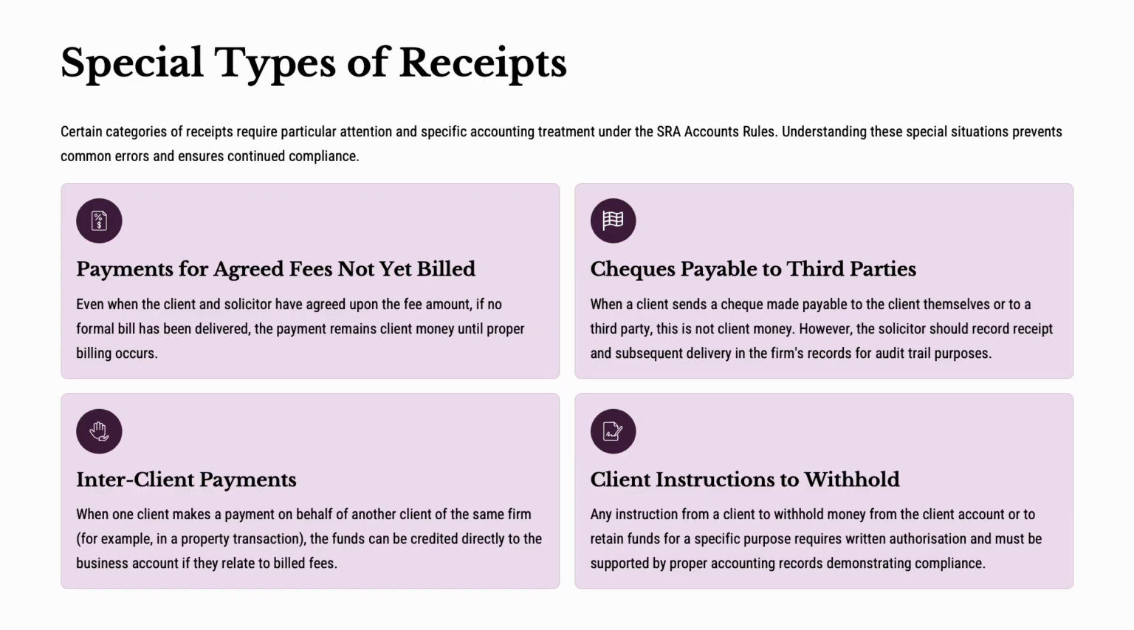So special type of receipt, payment for agreed fee not yet billed, are client money. Checks payable to client or third parties are not client money but should be noted. Payment by one client to another can go directly to the business account. And if a client asks you to withhold money temporarily, you need written instruction and proper accounting record. Always follow the paper trail, but you can never be a bank for your client. You cannot give banking services for your client. You can't hold their money without any purpose.